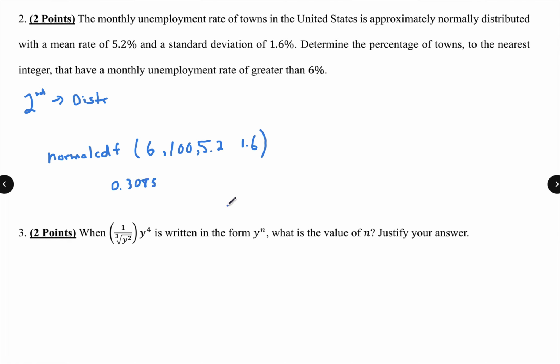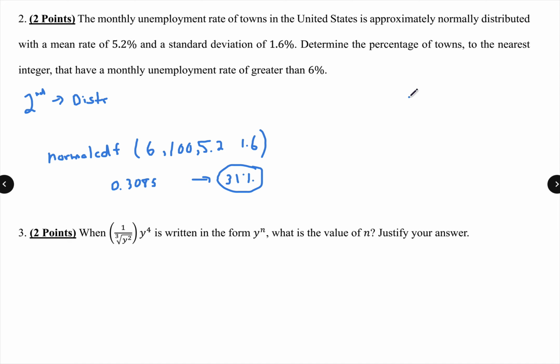0.3085. If I'm thinking about percentage, I have to multiply this by 100. It's going to be 30.8, but they want the nearest integer. So my only answer to put down is 31%. And I'm good to go, right? Do not skip this last step.